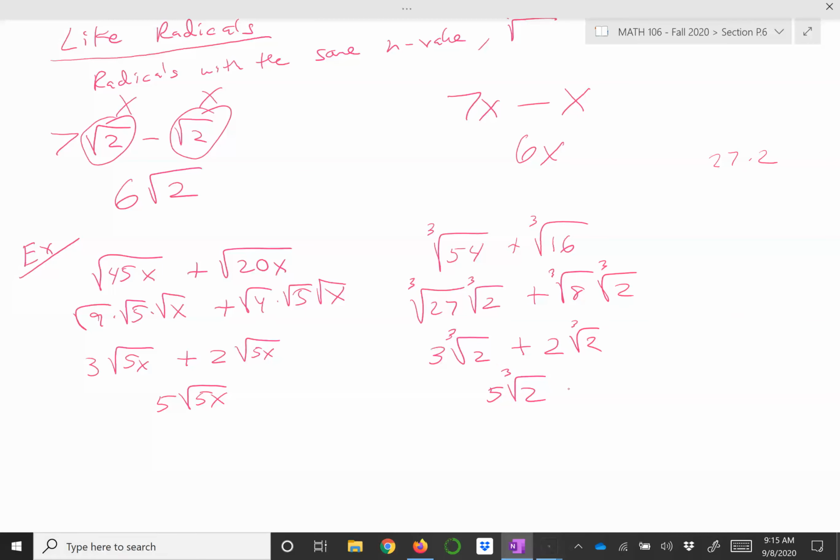Yeah, pretty good. Not too bad. So it's all about simplifying them and then finding that like radical. Okay. All right. Any questions on those? Excellent.